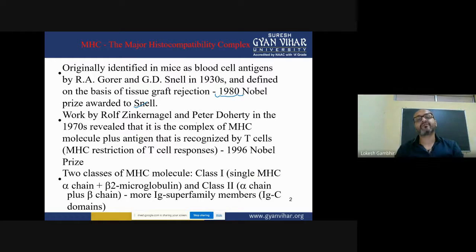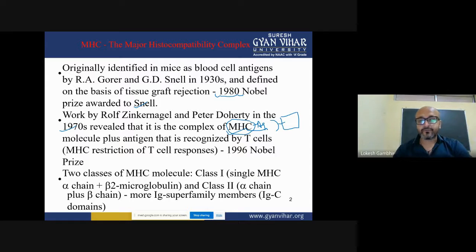Then multiple works have been done in this category, studying the genetic part, studying the complete structure of the MHC molecules of all the classes, identifying individual classes. The work has been going on continuously. But let us see historically what the milestones are in MHC discovery. The work done by Rolf and Doherty in 1970 revealed that the MHC molecule, along with the antigen, is the complex recognized by T cells in order to elicit the immune response.